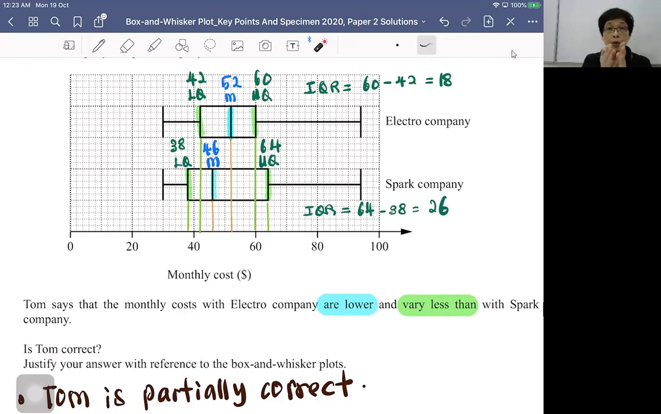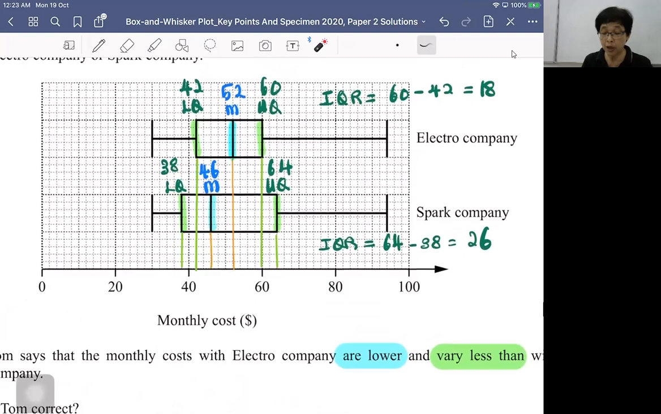Yes, we're going to look at the IQR, the interquartile range. But IQR is not featured on the plot. So therefore, we're going to take out our pen and read on the features respectively. We have learned the IQR is derived from upper quartile minus lower quartile.